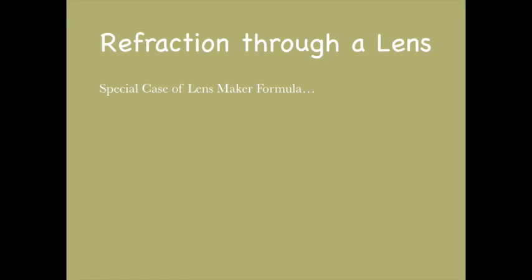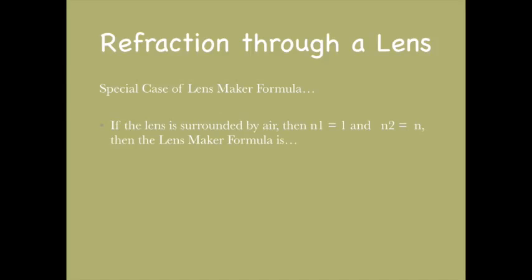So here we have a lens surrounded by air. In that case, we have n1 to be 1 and n2 to be n. Then the formula gets reduced to (n minus 1) into (1 by r1 plus 1 by r2). So this finally gets reduced to 1 by f equal to 1 by v minus 1 by u.